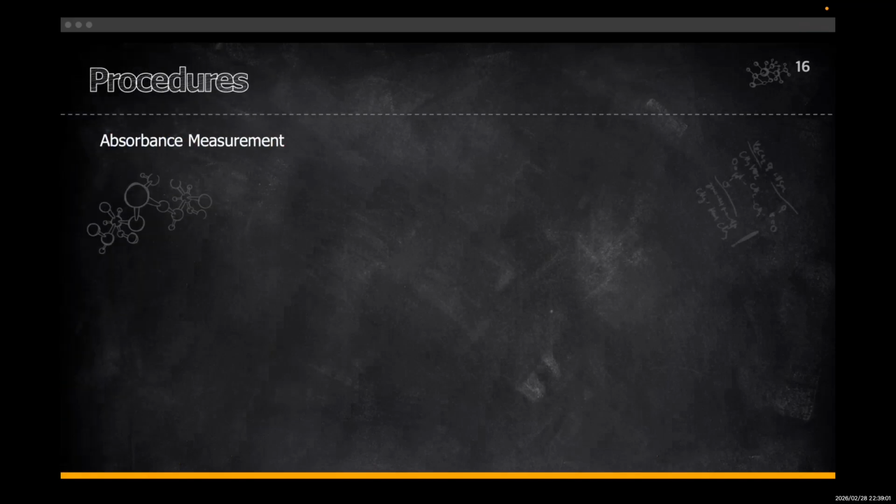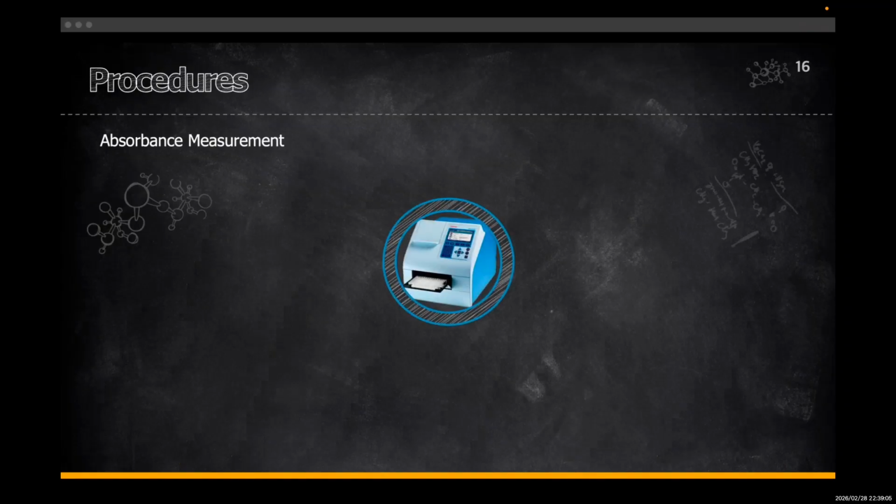Finally, absorbance measurement. We transferred 200 microliter of each reaction solution to a 96 well plate and used the microplate reader to measure the absorbance at 450 nanometers. This step gave us quantitative data to analyze the enzyme's catalytic activity.